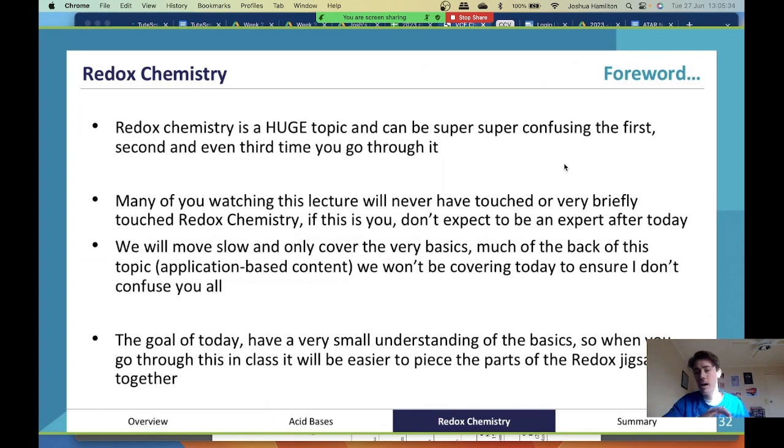The goal today is for you to have a small understanding of the basics, so when you go through it in class again, it'll be easier to put that jigsaw together. When your teacher's going through stuff and you're going through concepts, you'll be like, oh, I've heard of that before, I've seen that before, I know how to link those topics together, etc.